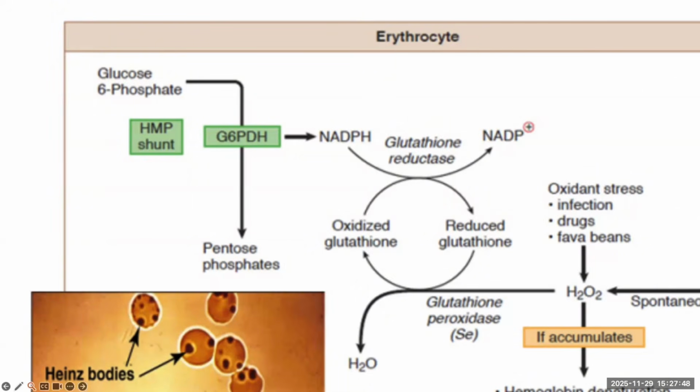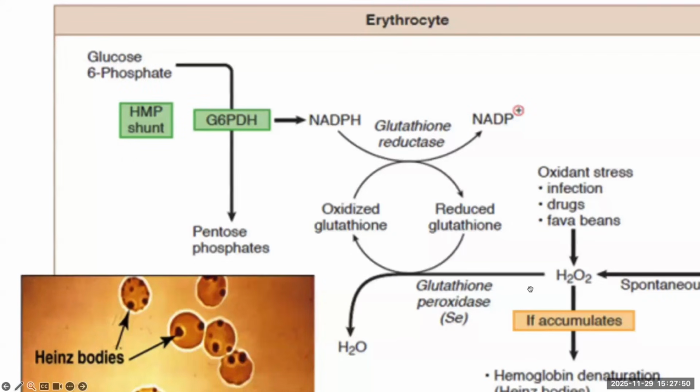So, what will the red blood cells do once hydrogen peroxide is produced, okay? The important enzyme over here again is glutathione peroxidase.